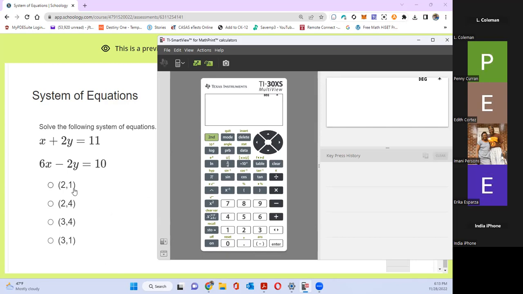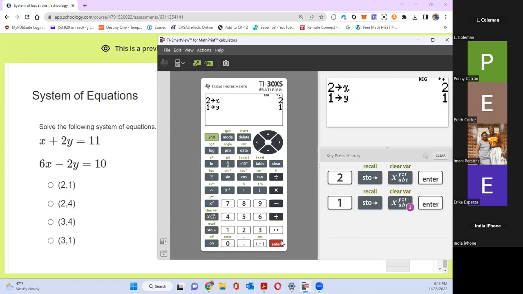So first of all, I'm going to look at the first option. X is 2, Y is 1. So what I can do is watch this. 2 store X, enter, 1 store Y. I've now entered into my calculator what X and Y are. Now I'm going to type in that first expression. If that first option solves that equation, then I'll try the second one. If not, I'll remove it.